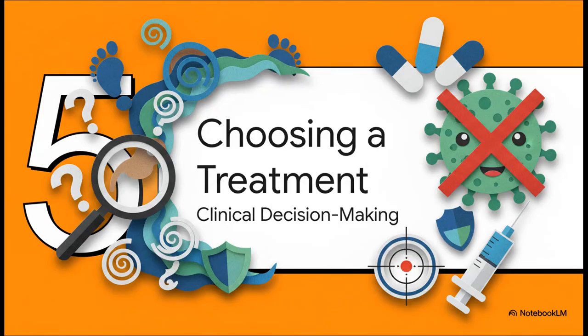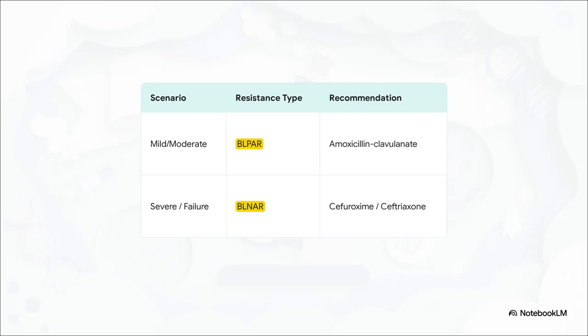All right, time for the final act, putting all our detective work into motion. We've figured out the culprit, and now it's time to choose the right weapon to make sure our patient gets better. This chart really makes it easy. If you've got a mild or moderate infection, say a typical sinus infection, and you suspect BLPAR, amoxicillin-clavulanate is a great choice. But if the infection is severe or the patient just isn't getting better, or you know that BLNAR is really common in your area, then you have to level up. That means picking something more reliable, like cefuroxime or ceftriaxone.